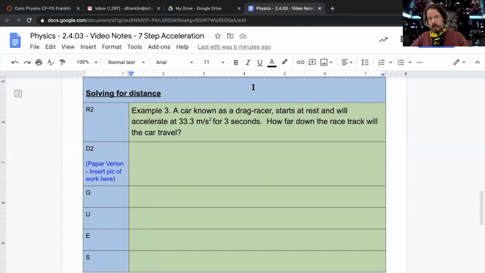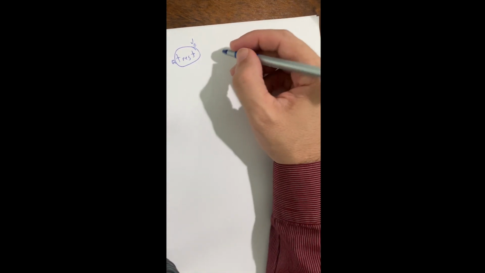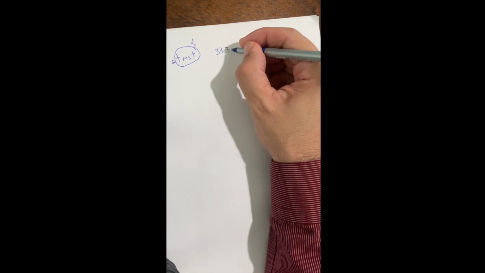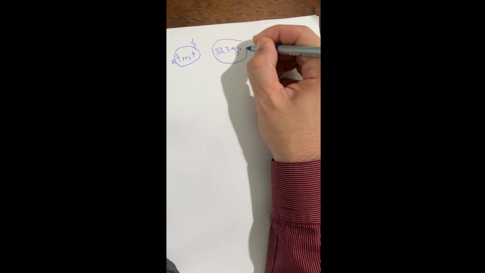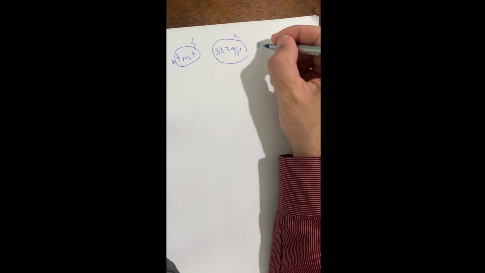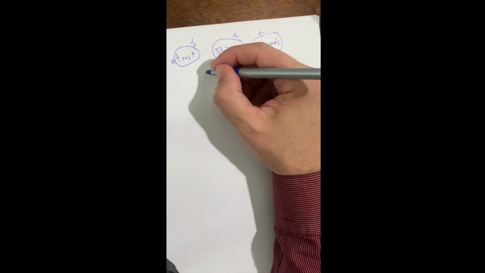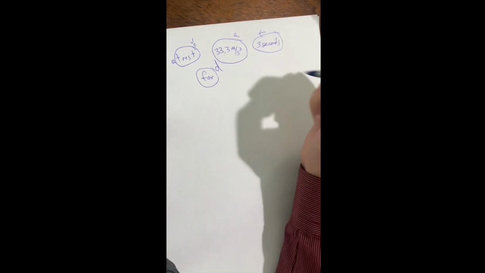Solving for distance. Example 3, a car known as a drag racer starts at rest and will accelerate at 33.3 meters per second squared for 3 seconds. How far down the racetrack will the car travel? So this time we have starts at rest, which is V0, and will accelerate at 33.3 meters per second squared. That's really fast, by the way. So that's acceleration for 3 seconds. That's a time. And then how far down the racetrack? How far is a distance?